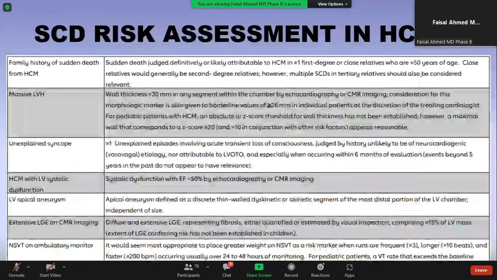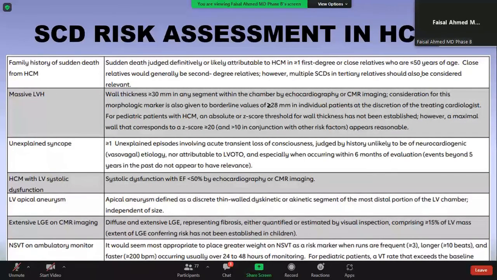Now, sudden cardiac death risk assessment. There are 6 factors that are used for sudden cardiac death risk assessment in HCM. The first one is sudden and unexpected death in first and second degree family relatives who died at the age of below 50 years.